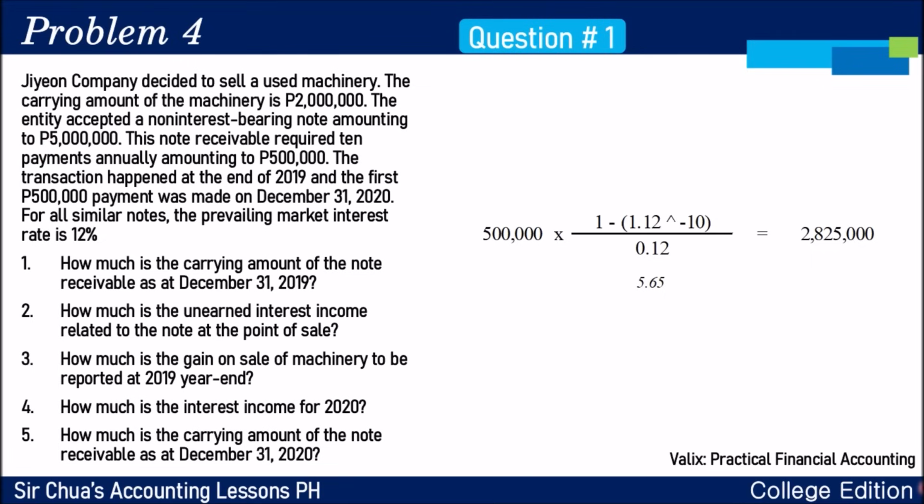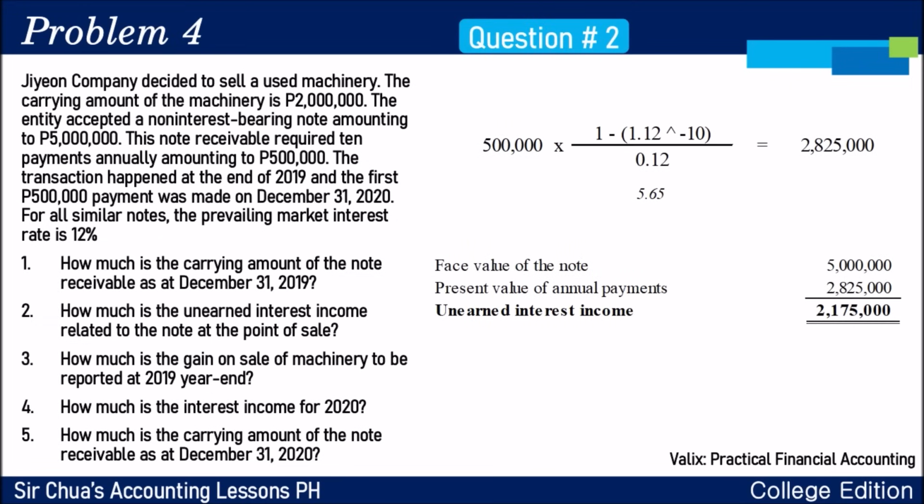At dahil nabanggit ko na nga po na nasa loob ng 5 million yung interest, we can now answer question number 2. If the face value of the note is 5 million but the present value of the annual payments is only, or that's actually the carrying value, 2,825,000, then there is a component of unearned interest income. Pag minus nyo lang po itong dalawang ito, that is 2,175,000. So that's your answer for question number 2. That is the unearned interest income at the point of sale. Yan po yung ine-expect nating marereceive nating interest income hanggang mabuo yan annually.